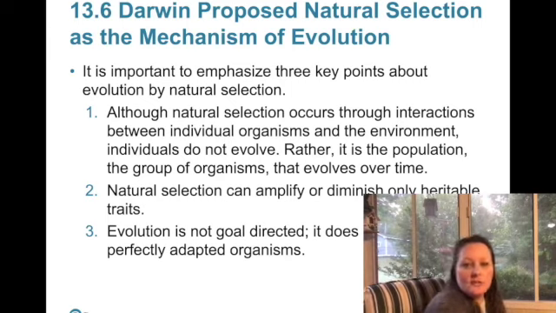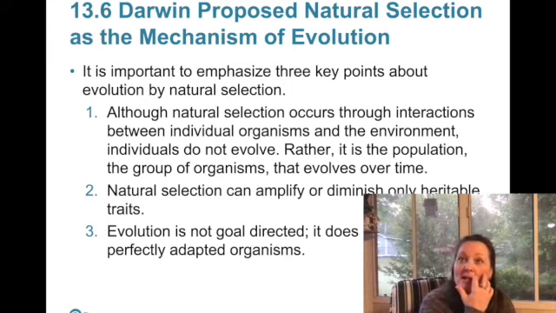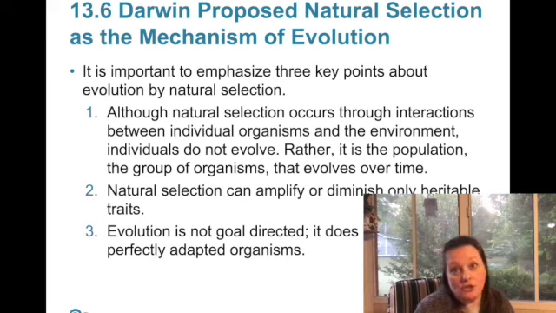2, natural selection can amplify or diminish only heritable traits. This means natural selection can't just suddenly make it happen. It has to be something in the genes that will change. This means you have to be able to pass it on. Think genetics again. And then 3, evolution is not goal-directed. It does not lead to perfectly adapted organisms. It can't. It doesn't know how the environment is going to have evolved and changed.